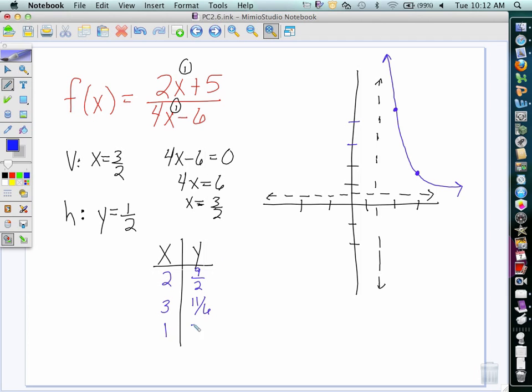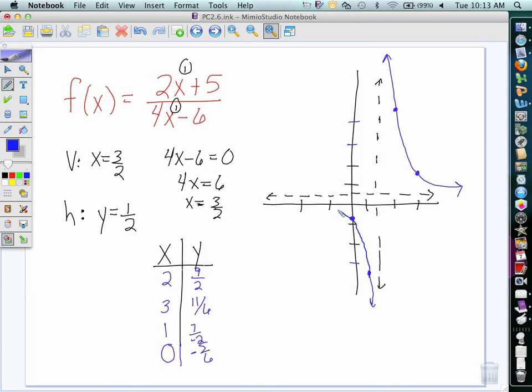So let's put in 1. If I put 1 in, I get 7 over -2. So -3.5. 1, -3.5, which should be about right here. And let's do one more. Let's put in 0 for the origin. For the x value 0, you get 5/6, and it's -5/6. 0, -5/6 is about right there.